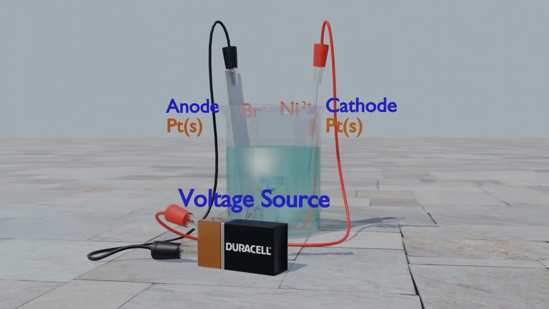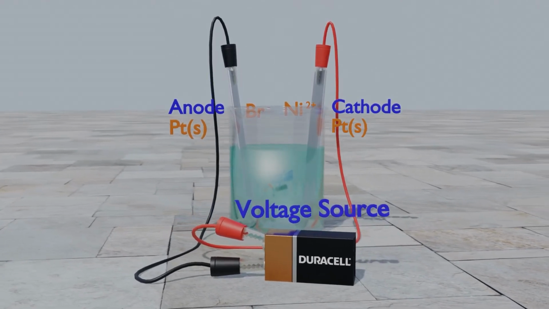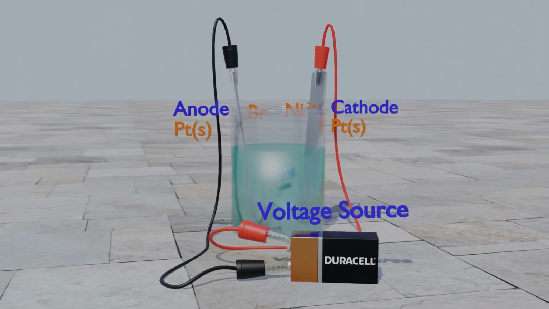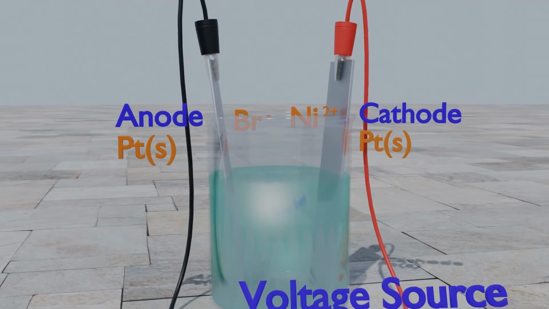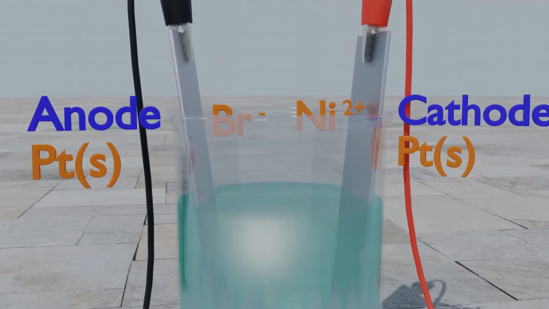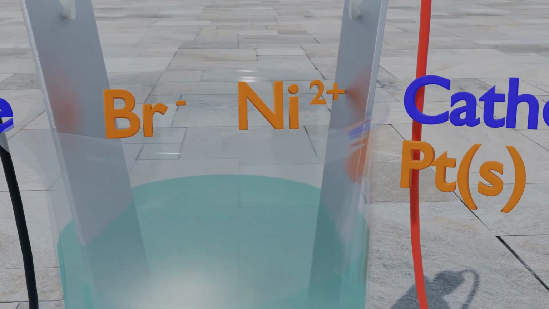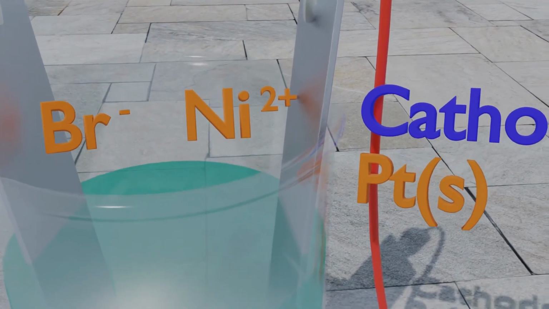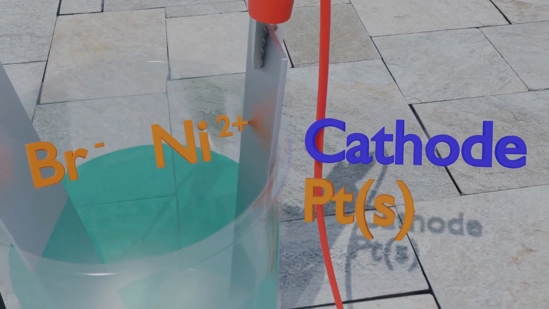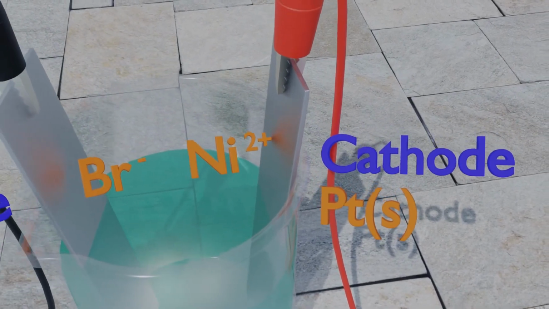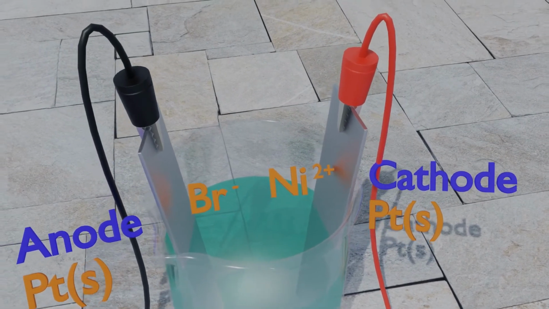This is an example of an electrolytic cell with platinum electrodes in nickel 2 bromide solution. Oxidation occurs at the anode while reduction occurs at the cathode, just like in an electrochemical cell. Here, bromide plays the role of the reducing agent, so it gets oxidized at the anode. At the other electrode, which must be the cathode, the nickel 2 ion is reduced. There must be a continuous path from the source's anode to the cathode for an electric current to exist. This is called a circuit.